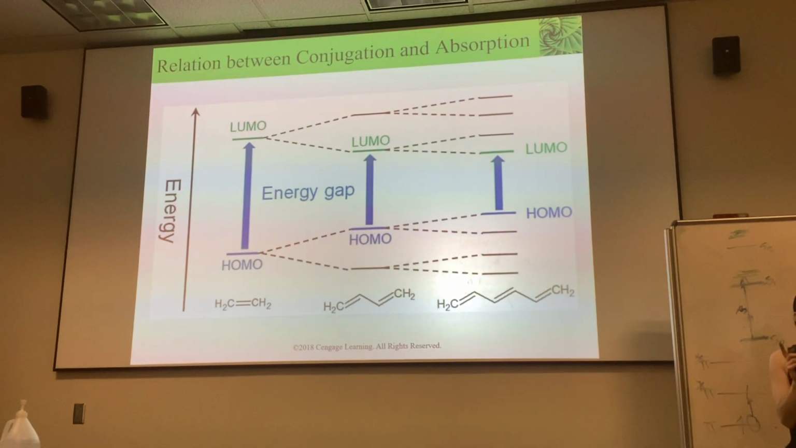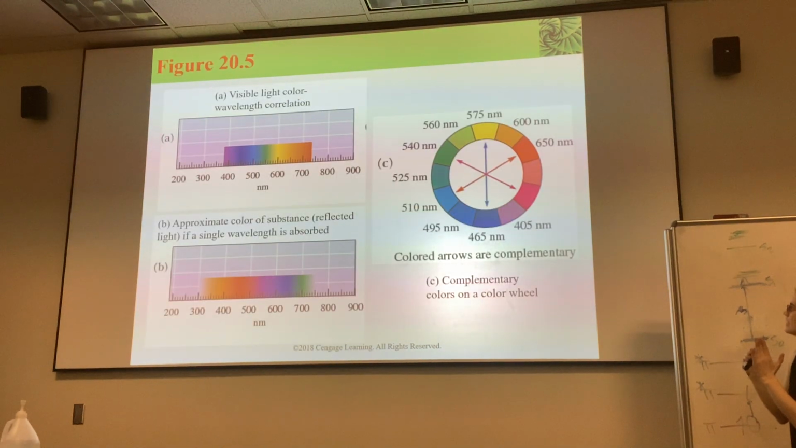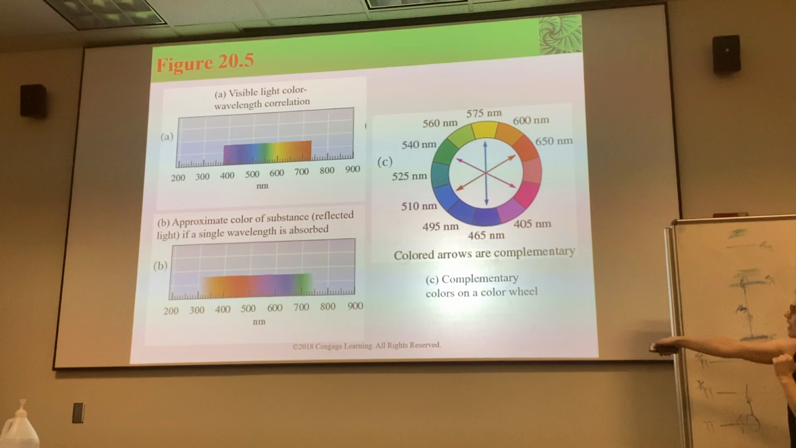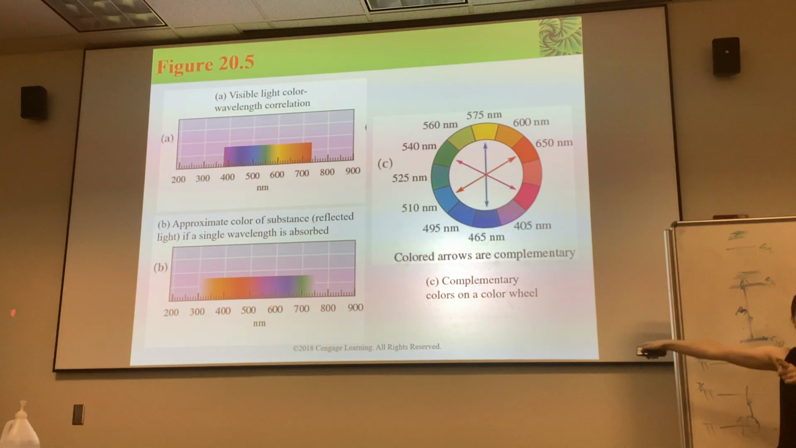The closer it gets, the more likely you're going to be absorbing in the UV or visible range, because smaller wavelengths are higher energy, right? Larger wavelengths are lower energy.